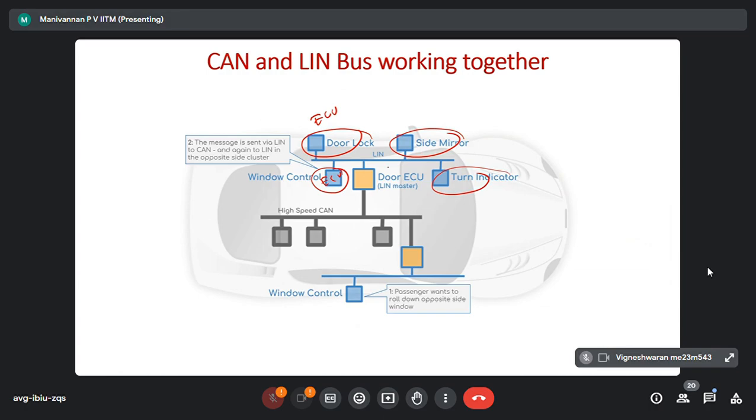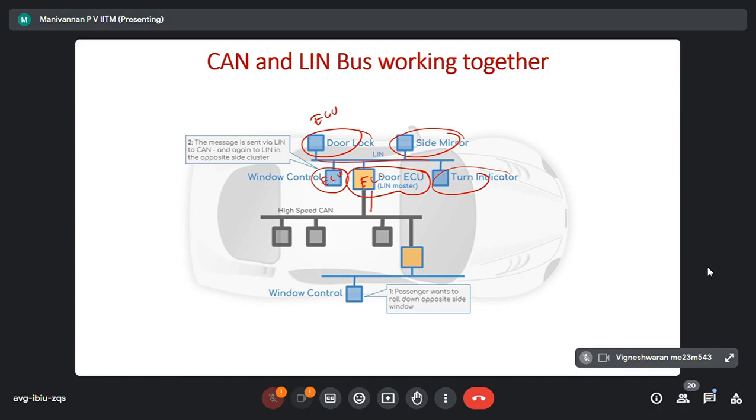Slow speed is there. They are all connected by LIN bus. So one of them will be the bus master, the door ECU. This is the bus master. So all the door lock, side mirror, turn indicator, each one is one ECU. This is also one ECU. They are all connected by LIN bus, slow speed, because you don't need high speed data.